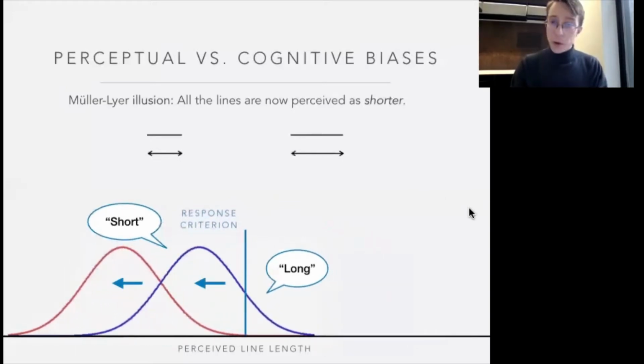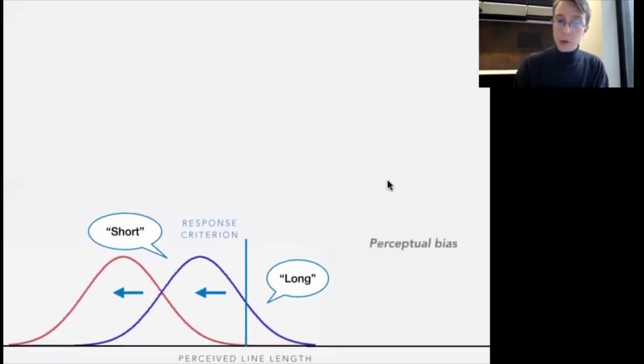Well, now the response distributions for short and long lines will shift to the left. They will shift to the left because now you perceive all the lines as being shorter. But look at what happens if you don't move your response criterion as a result. If you don't move your response criterion, now you will answer more often that the lines are short. So that's a case in which a perceptual effect leads to a change in your tendency to report that the lines are short.